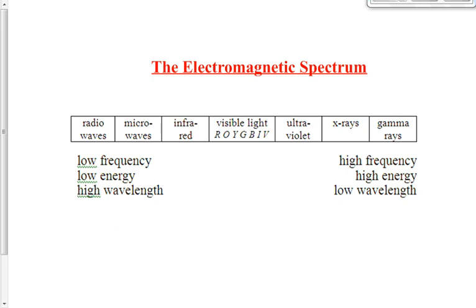The 7 types of EMR that you saw in the video, that you heard in the song: radio waves, microwaves, infrared radiation, visible light, ultraviolet, X-rays, gamma rays. You can remember them from the song, and you will. Trust me, you will.